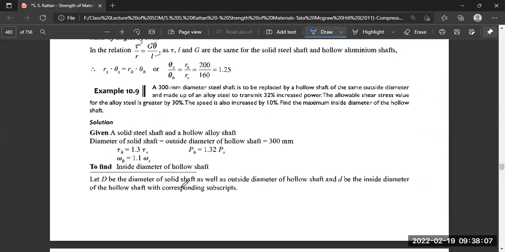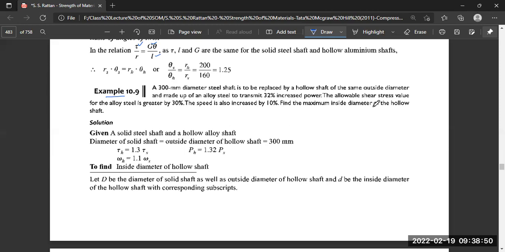Next, example 1.9. Another 300 millimeter diameter steel shaft is to be replaced by a hollow shaft of the same outer diameter, made of an alloy steel, to transmit 32% increased power. The allowable shear stress value of the alloy steel is greater by 30%. The speed is also increased by 10%. So find the maximum inside diameter of the hollow shaft.